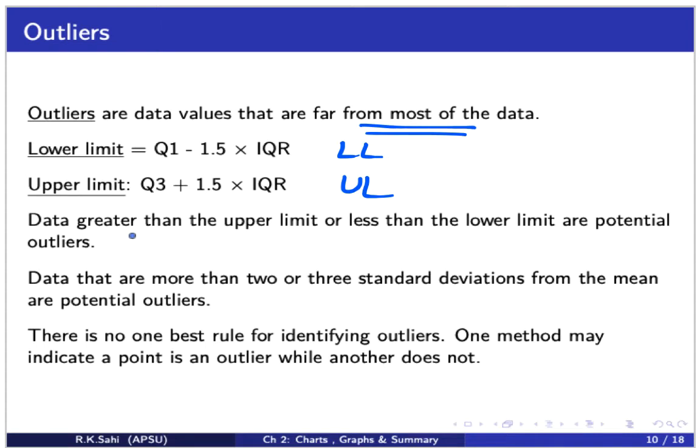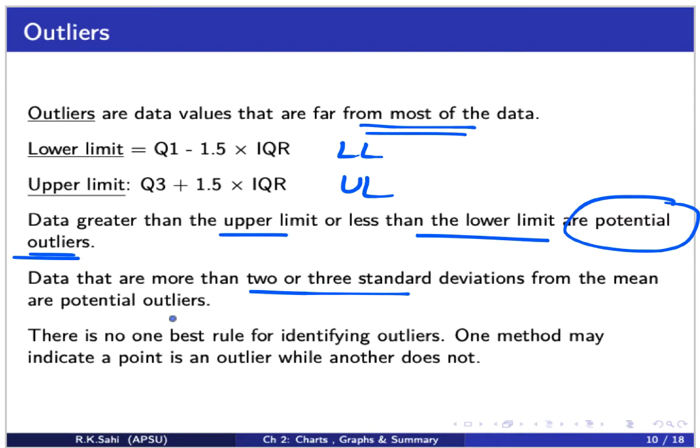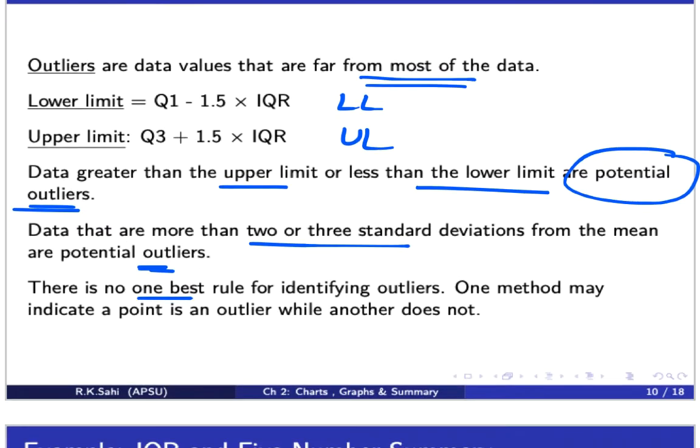Some statisticians say data greater than the upper limit or less than the lower limit are potential outliers. Guys, very important, potential. Some of them say data more than 2 or 3 standard deviations from the mean are potential outliers. So there is no one best rule for saying this is an outlier and this is not. There are very different ways of finding an outlier. It depends upon what you prefer. So let's look at some examples.